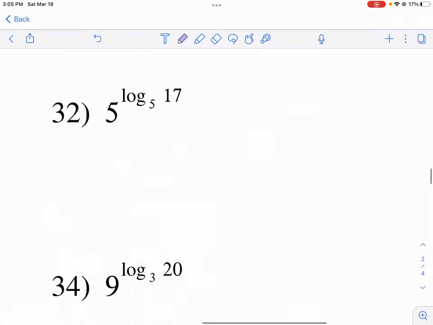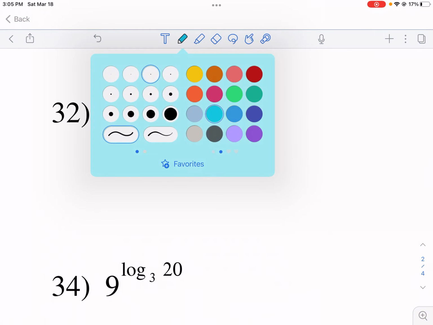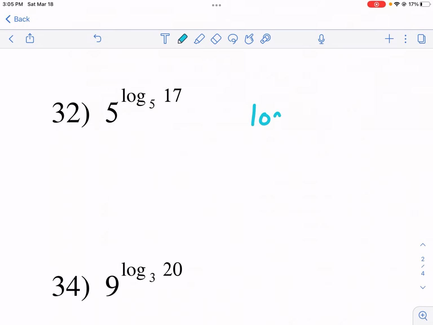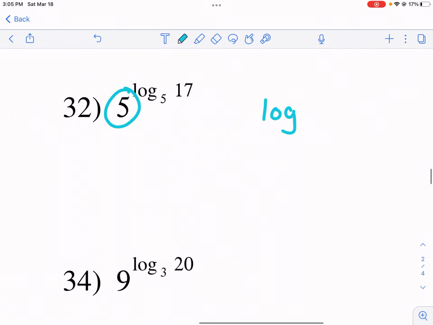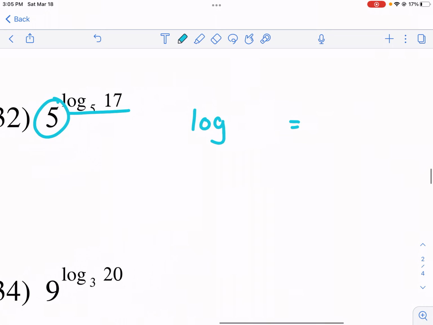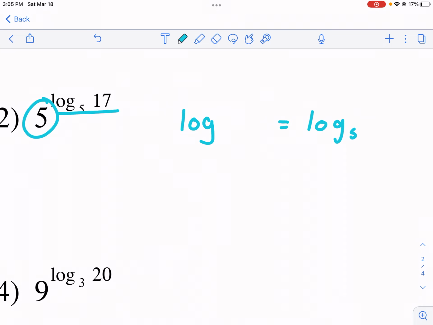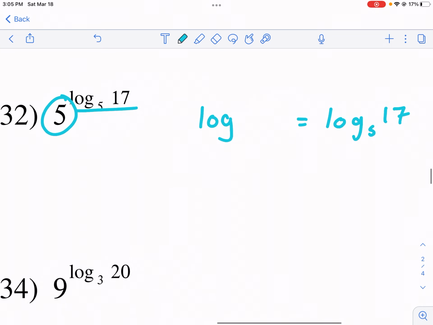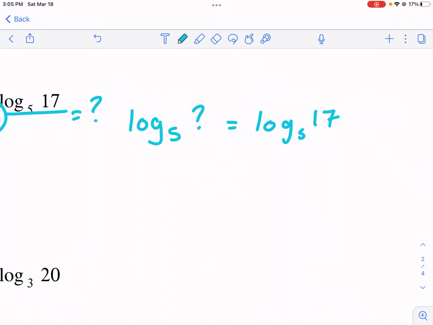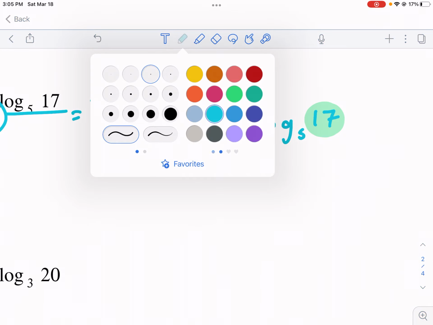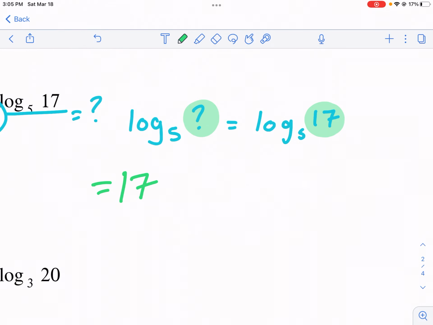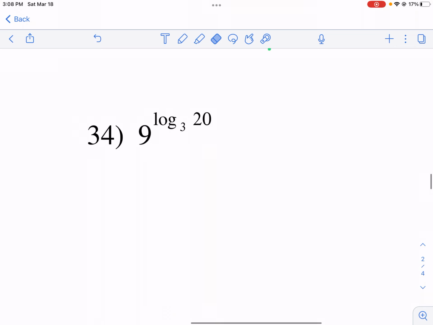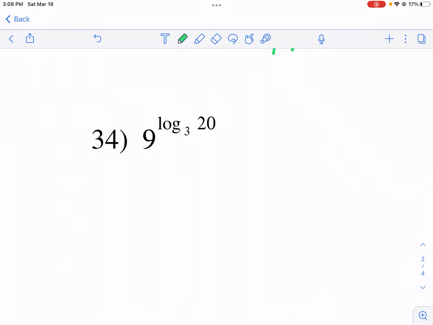Let me show you another way. So for this one, let's change the color. We have log, okay, and this is my base. This is my exponent. I need to put the exponent by itself on this side, log 5 of 17. And then I have log base 5, and that's equal to question mark. Remember, equals question mark, so I put question mark here. And I see that the question mark needs to match up with that 17. So this whole thing equals 17. That's my answer.